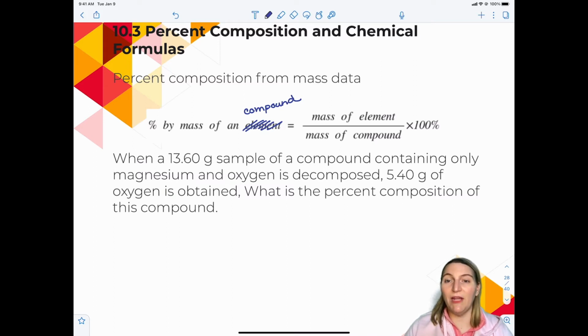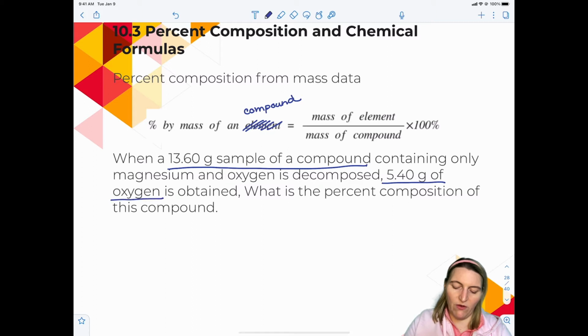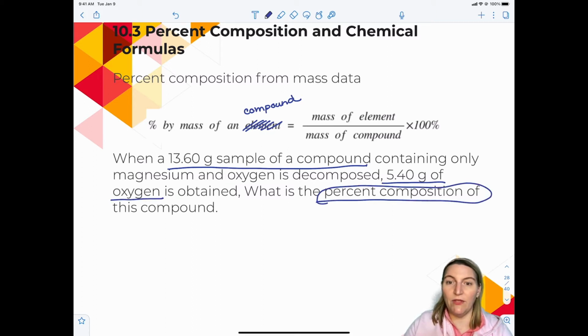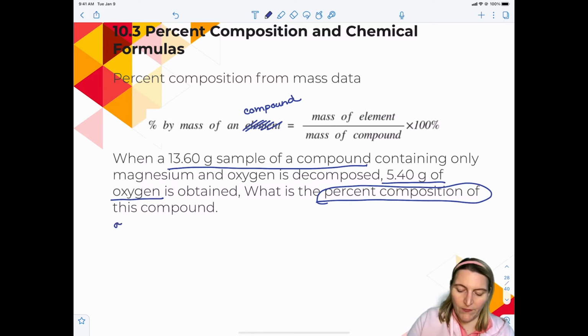And in the beginning of the year, when I gave this to you, I would give you the mass of the element and the mass of the compound. So an example like this: when a 13.6 gram sample of a compound containing only magnesium and oxygen is decomposed, 5.40 grams of oxygen is obtained. What is the percent composition of this compound? So when it asks for the percent composition, it's going to want 2 things. I want to know the percent oxygen, and I want to know the percent magnesium.